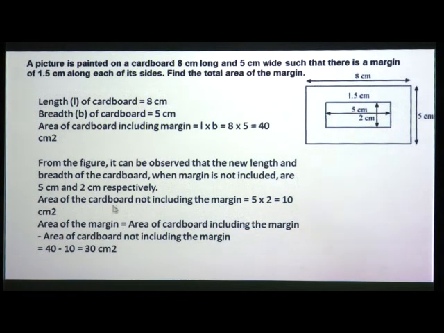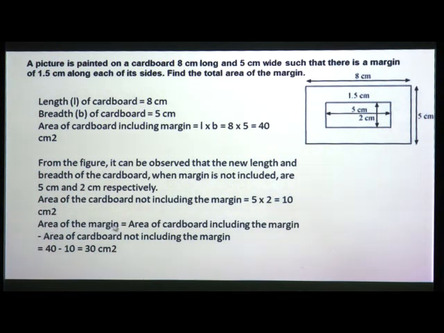So, the area of the cardboard not including, or excluding, the margin is equal to 5 multiplied by 2, which is equal to 10 centimeter square.